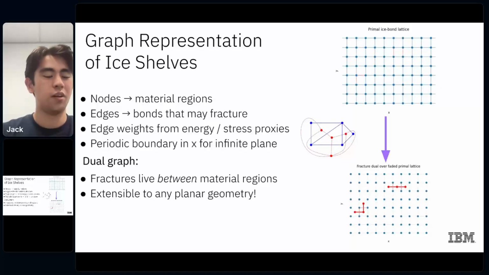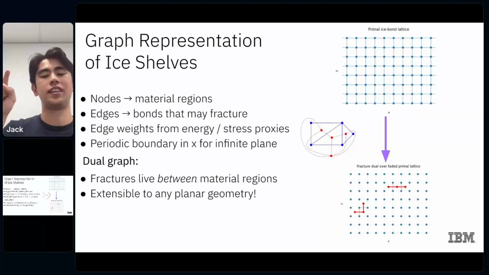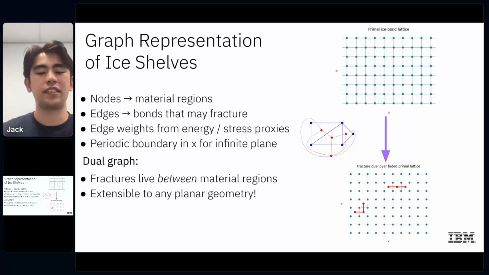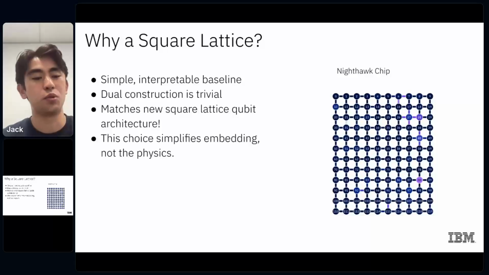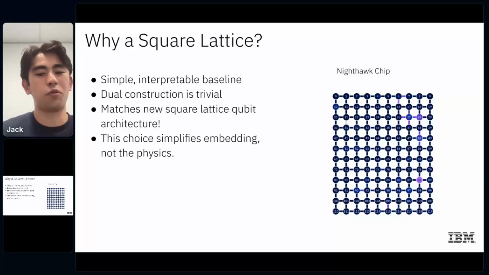From this lattice, we can take the dual graph, from which we look at the fractures themselves. This conversion is extensible to any planar geometry, including some 3D cases. The reason we chose a square lattice is firstly because it's very simple and easy to interpret, and constructing the dual graph from it is very easy. But it also matches the architecture of the new Nighthawk processor and the upcoming IBM hardware, which means there's potential for more efficient embedding without losing any information.